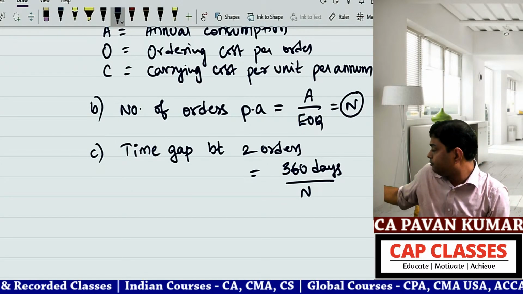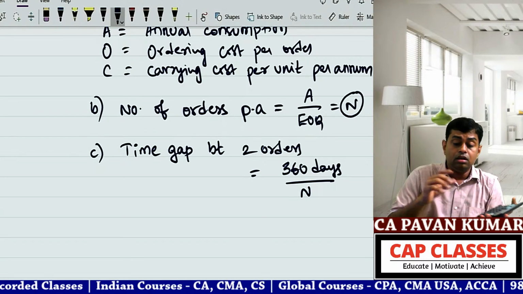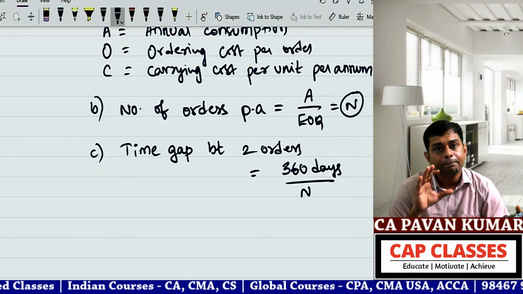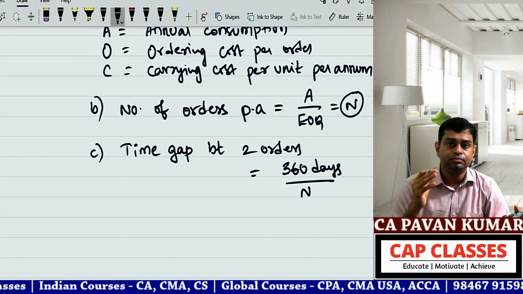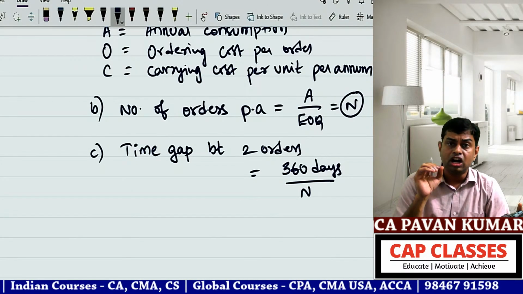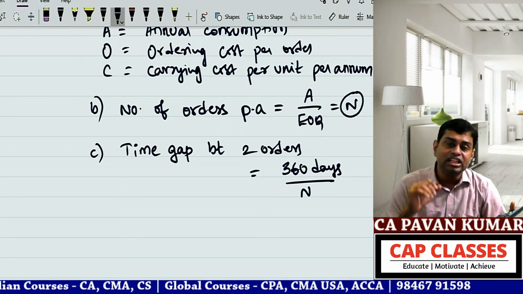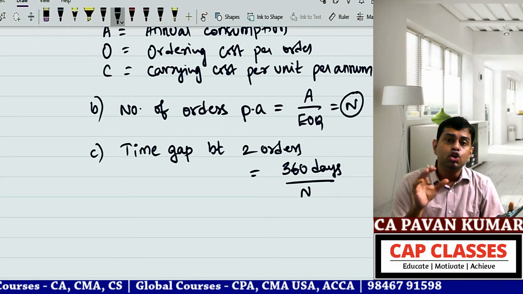For example, in my example, what is A? 1 lakh. What is EOQ? 5,000. So what is n? 20. So in a year you place 20 orders.